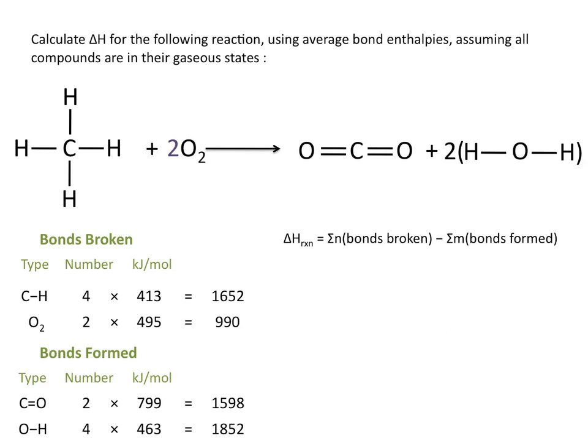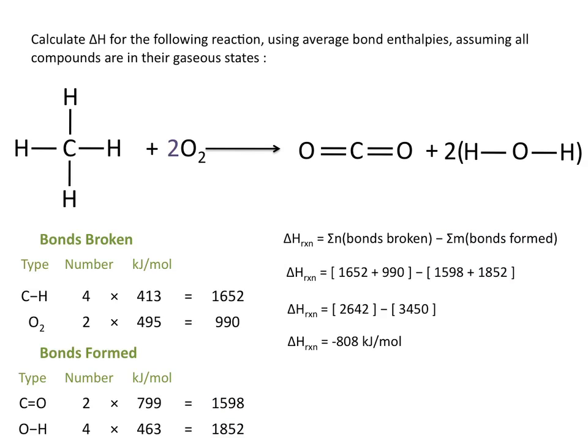And now we can easily plug these numbers into our equation. So remember, we're going to sum up the bond enthalpies of the bonds broken and subtract from that the sum of the bond enthalpies of the bonds formed. I think it's helpful to write out this equation doing your math step by step, so you keep track of negative signs and parentheses. This gives us a delta H value for this reaction of negative 808 kilojoules per mole.